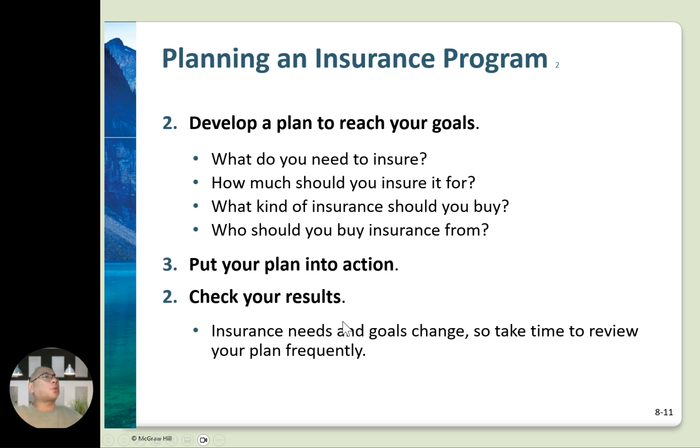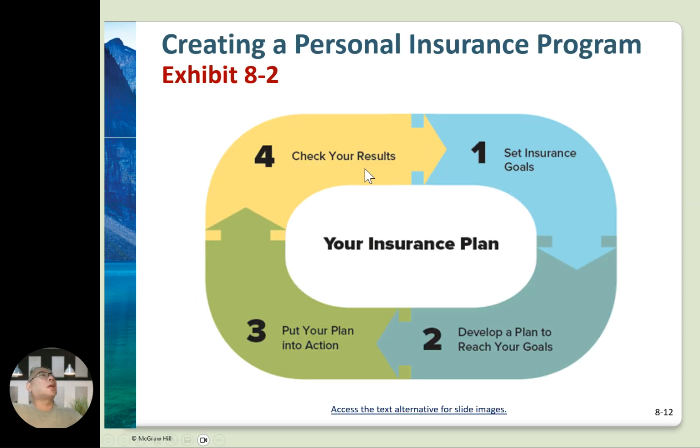And then number three, put your plan into action. And then number four, check your result. Insurance needs and goals change, so take time to review your plan frequently. Remember that you need to check; this is number four, okay? Not number two. So, number one, set insurance goal, develop plan, put your plan into action, and then check your result. This is the cycle and the process.